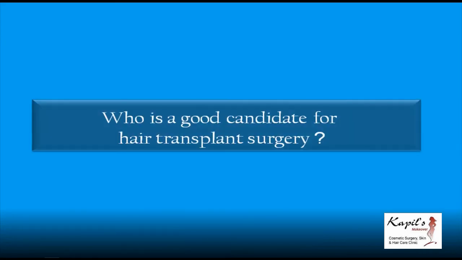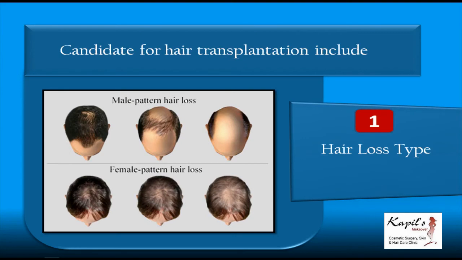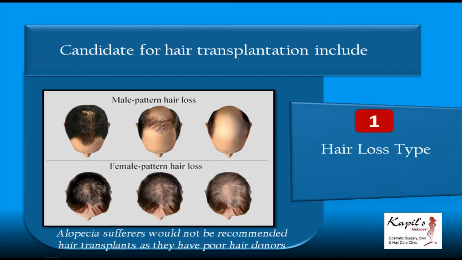Who is a good candidate for hair transplant surgery? Hair loss type. The best candidates for hair transplants are those who suffered from male or female pattern baldness. This is a genetic condition that typically affects parts of the scalp, not all of it, which leaves patients with a good level of donor hair follicles. In contrast, unpatterned alopecia sufferers would not be recommended hair transplants, as they are poor hair donors, which most likely wouldn't lead to successful transplants, wasting your time and money.